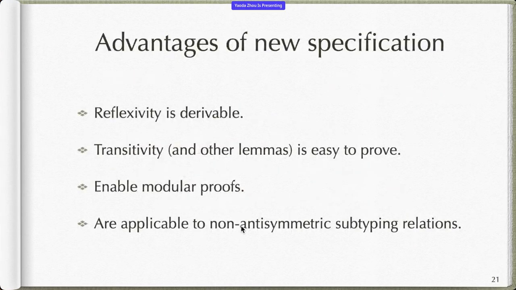So compared with Iso-Recursive AMBER rules, our new specification has many advantages, including, firstly, reflexivity is derivable from the rules, and transitivity and other lemmas are easy to prove. And we also enable modular proofs in our specification, and it can be applied to other non-antisymmetric subtyping relations.